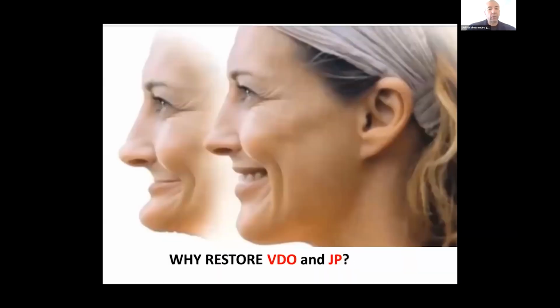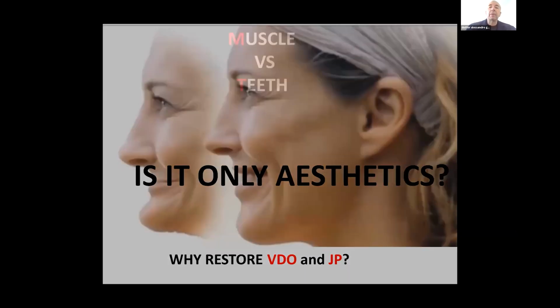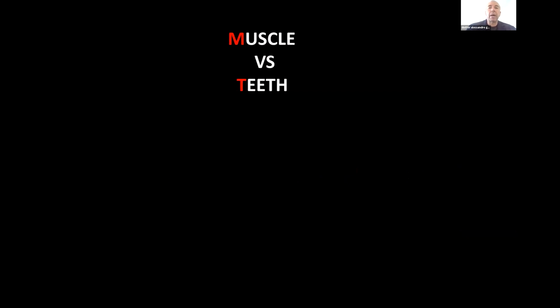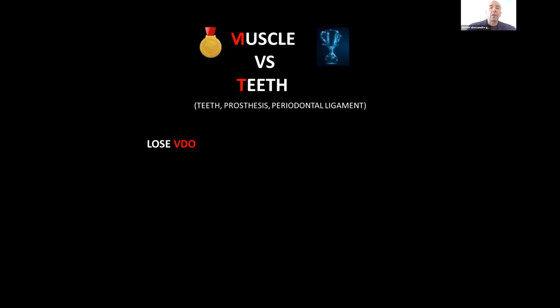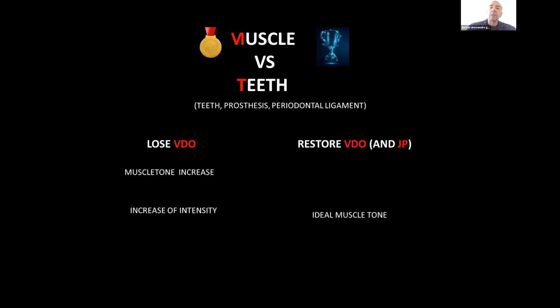But why restore it? Is it just aesthetic? No, it's not only aesthetic. Because when we put muscle in competition with teeth, implants, prostheses, etc., well, the muscle wins. Losing vertical dimension gives an increase in muscle tone and an increase in intensity. When we restore vertical dimension and jaw position, we will obtain ideal muscle tone and a reduction of intensity.